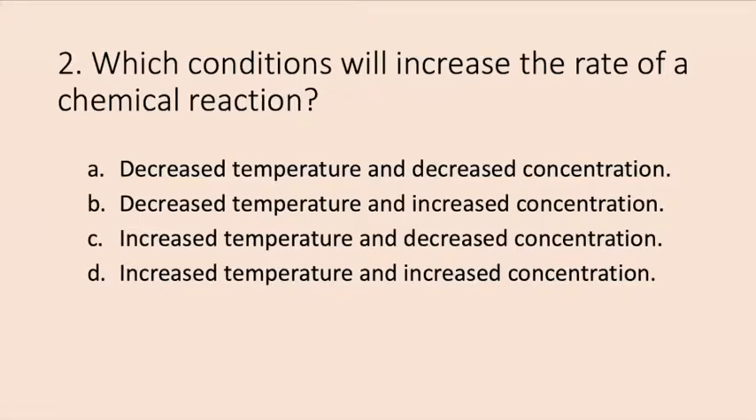Letter A says that a decrease in temperature and a decrease in concentration is going to increase the rate of reaction. Letter B says a decrease in temperature and an increase in concentration is going to increase the rate of reaction. Letter C says an increase in temperature and a decrease in concentration is going to increase the rate of chemical reaction. And letter D says increased temperature and increased concentration will increase the rate of chemical reaction.